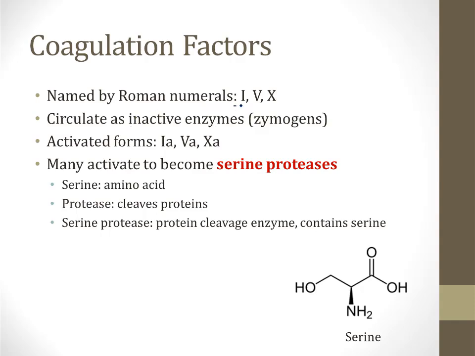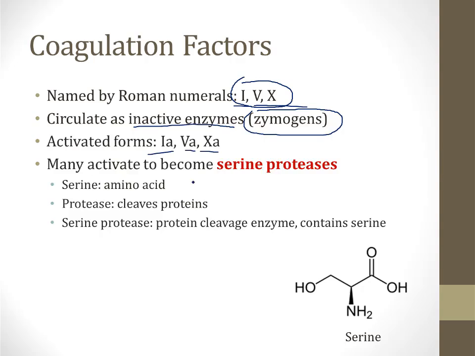For example, there is factor 1, factor 5, and factor 10. They all circulate as inactive enzymes, which are called zymogens, and when they become activated, an A is added to their name. For example, 1A or 5A or 10A are the activated forms of clotting factors 1, 5, and 10.